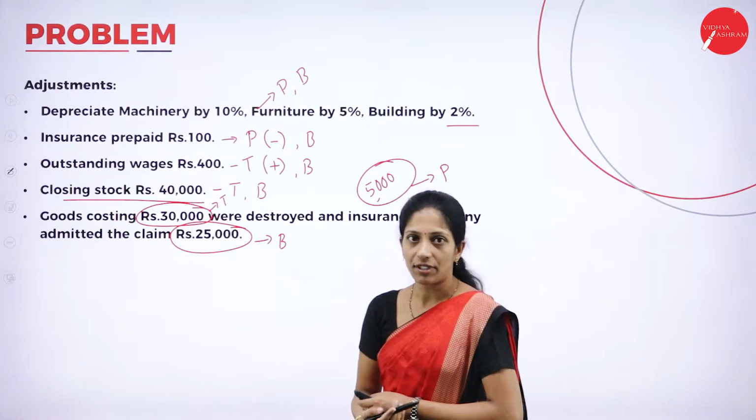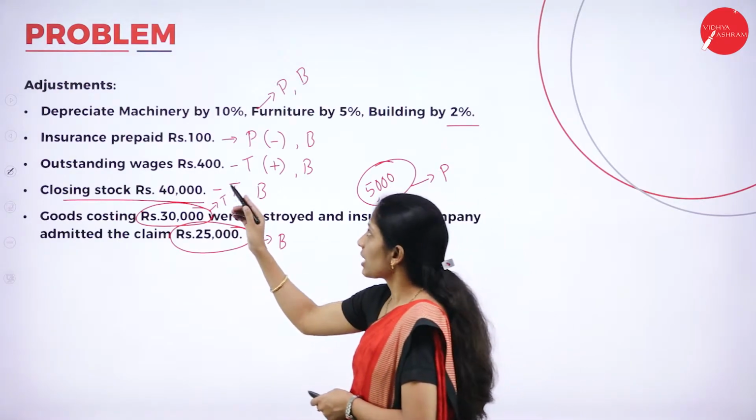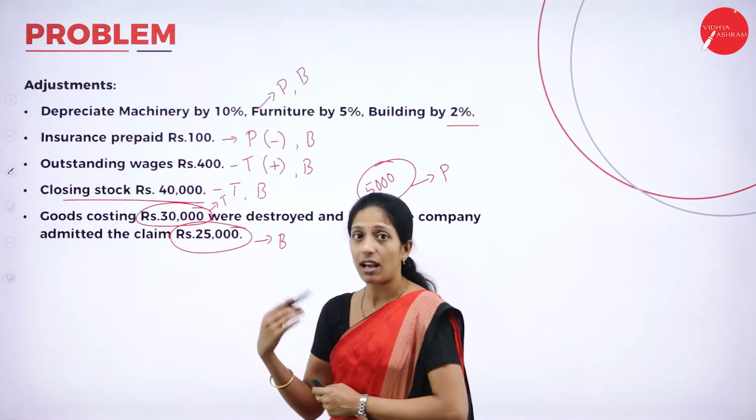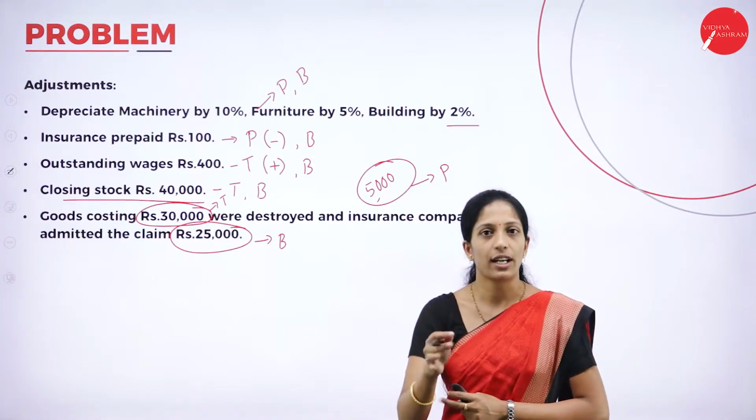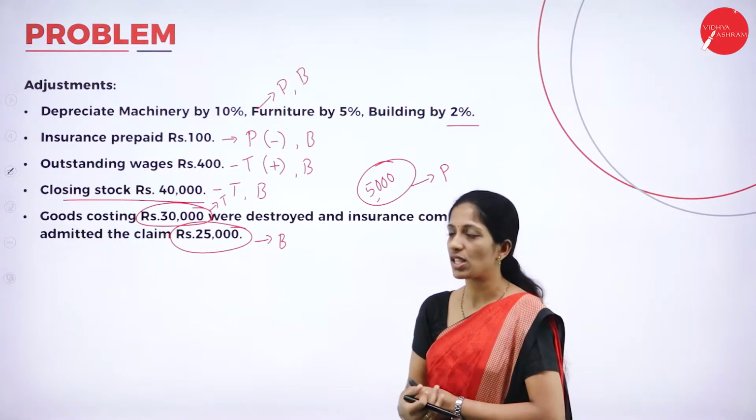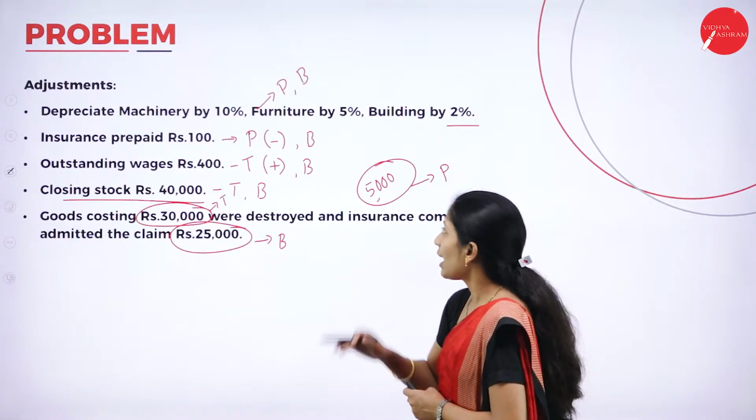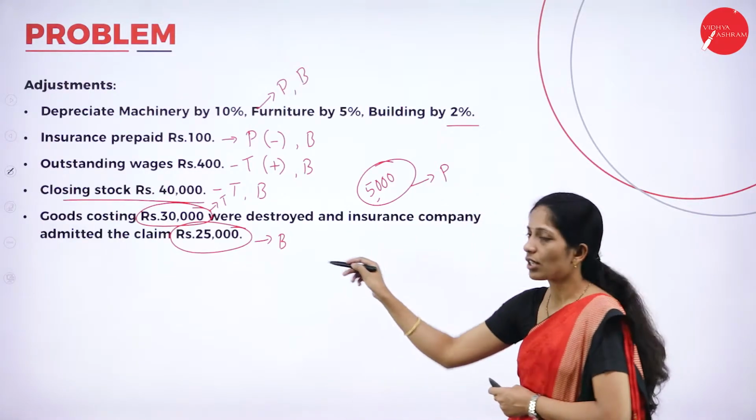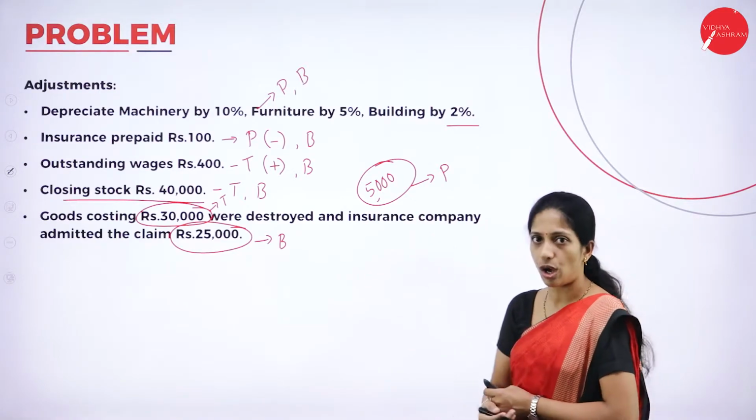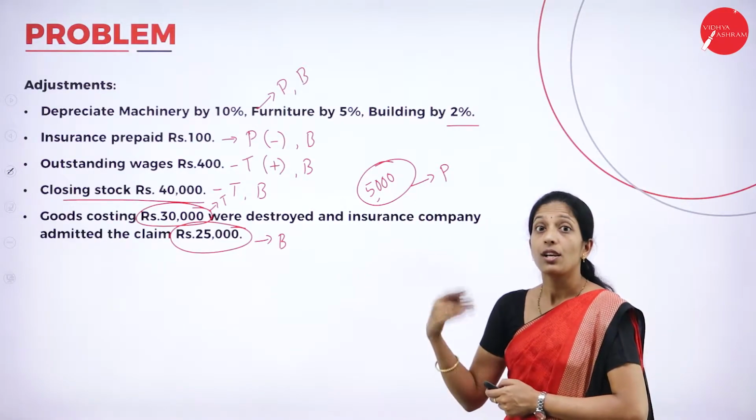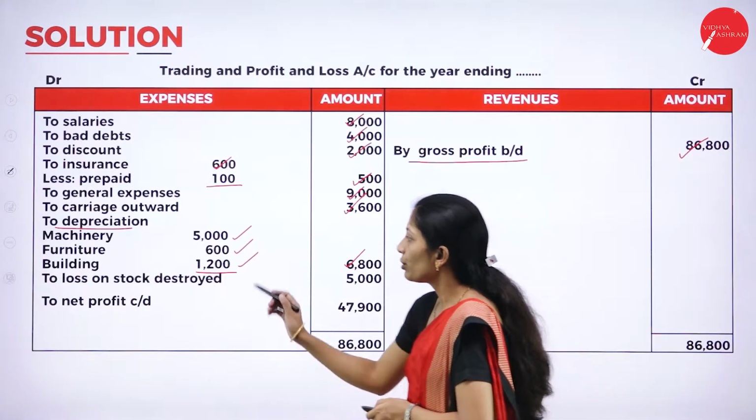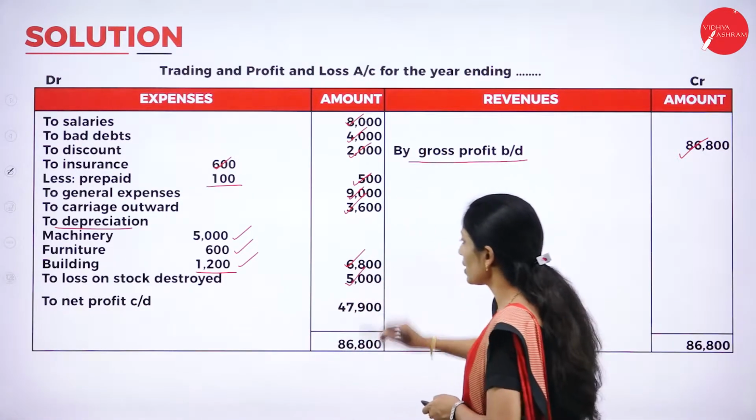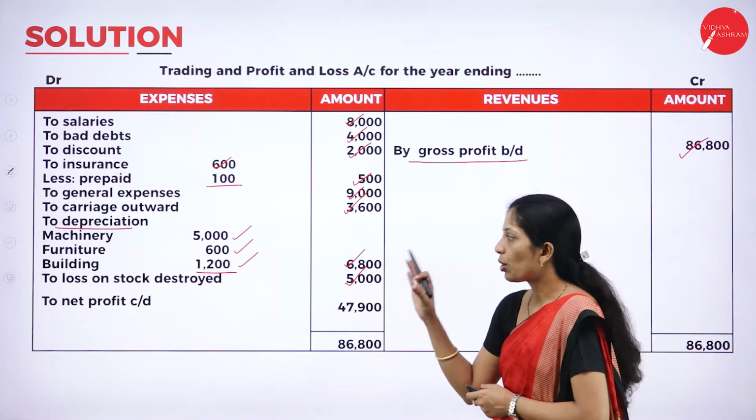Insurance prepaid we have taken, we have minus. Next, outstanding wages we have taken, we have added to wages. Closing stock, once we have recorded in trading account and once it comes under balance sheet. Now as I told you, the profit or loss on goods destroyed. Here it is a loss of 5,000, so we have to record in the debit side. How to record? To loss on stock destroyed, 5,000. Hope you are clear with this.